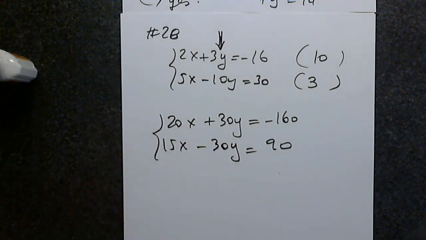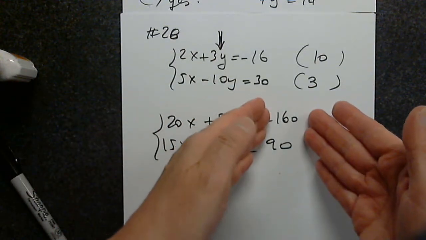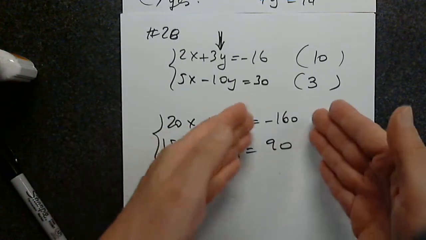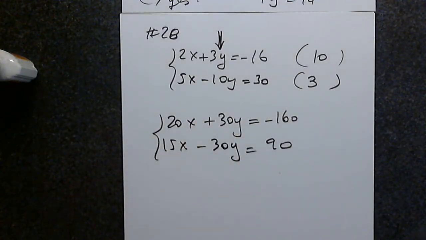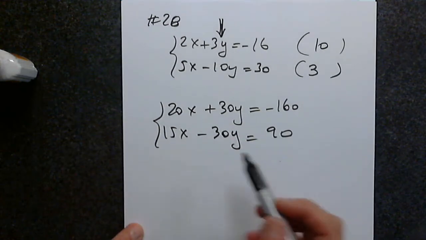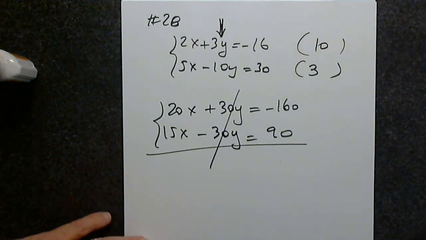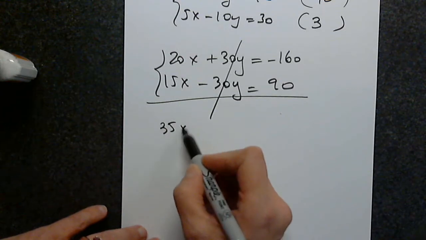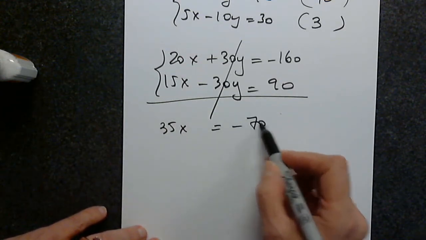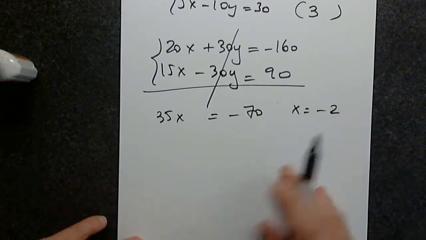And remember what happens here. I am adding this quantity that is equal to this quantity, right? I'm adding this one here and this one here. I am allowed to, because I'm adding the same quantity to both sides. So we met our target. We eliminated y. And then we have 35x equals negative 70. Therefore, x must equal negative 2.